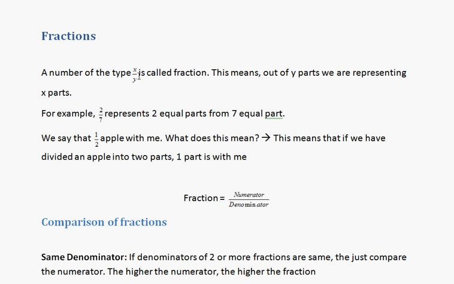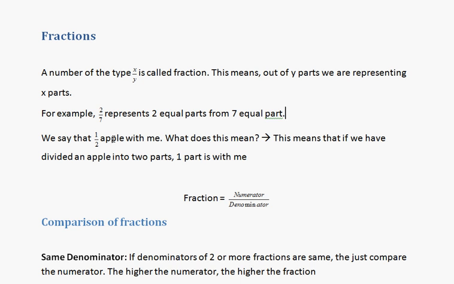So a number x by y is a fraction, right? x by y is called a fraction. It means what? This means that out of y parts we are representing x parts. Seems confusing, let's not go into it. So for example, we have 2 by 7, which means 2 equal parts out of 7 equal parts. Again, this seems confusing. Let's make it simpler.